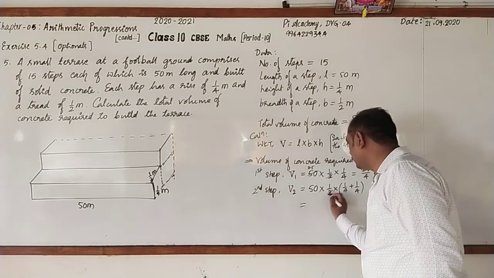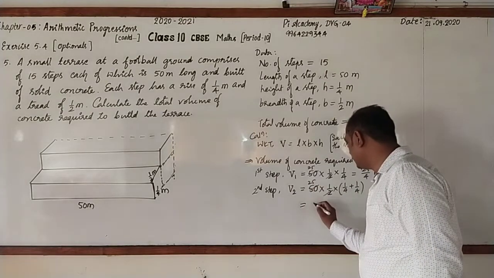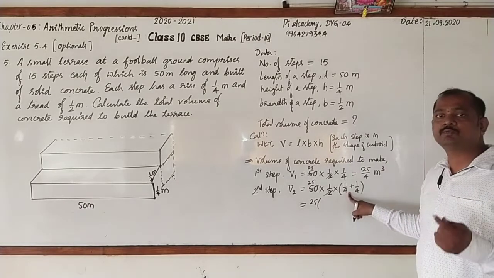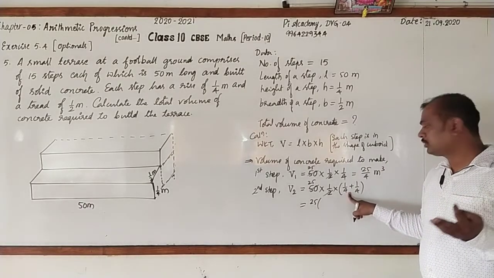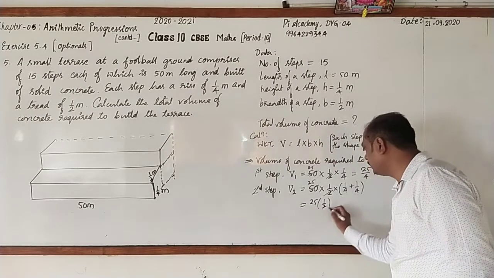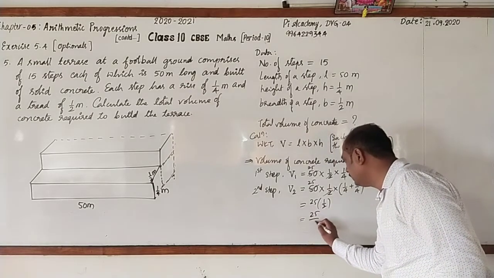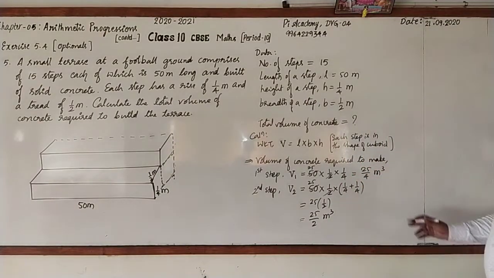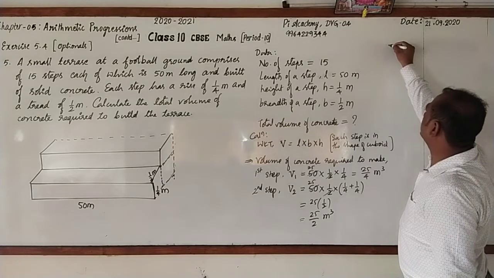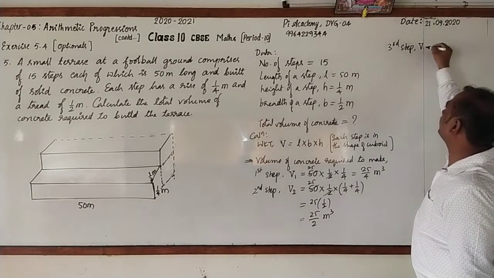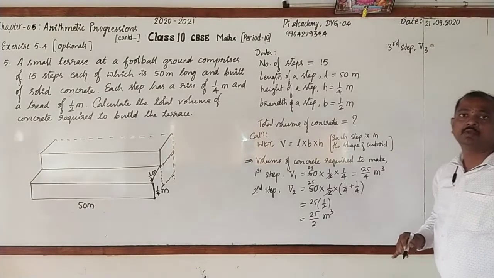This is equal to 1 2 25 2. Next, 25 into 1 by 4 plus 1 by 4. It is quarter and quarter. This will be half. It is equal to 25 by 2 meter cube. Clear? Next, for third step, you may call that volume of concrete required to make the third step as V3.